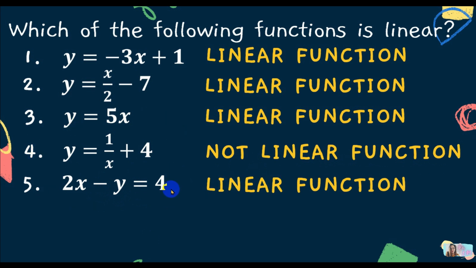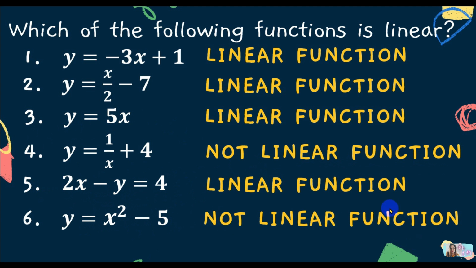And also, since naka-slope-intercept form na siya, kaya natin siyang i-write as function notation. Okay? Number 6, y is equals to x squared minus 5. Can we consider this as linear function or no? The answer is no. So, it is not a linear function.